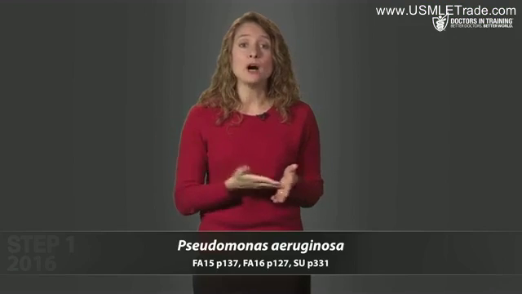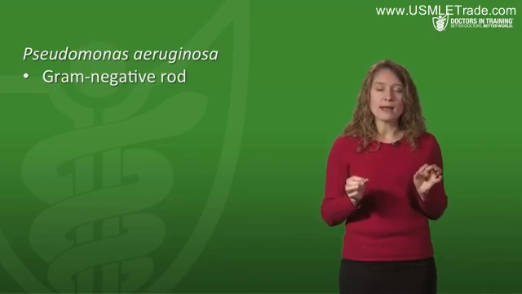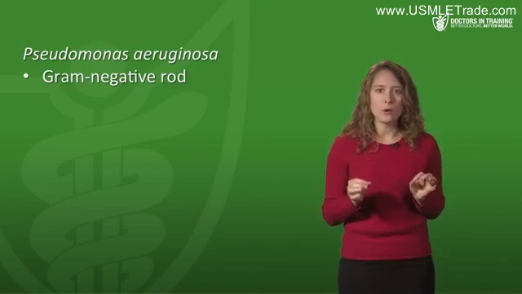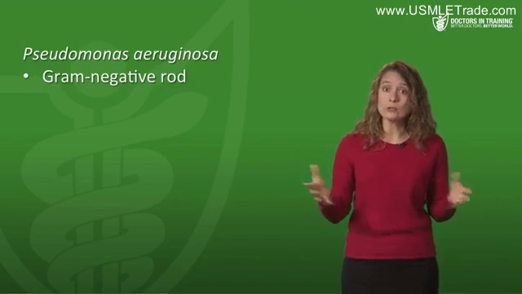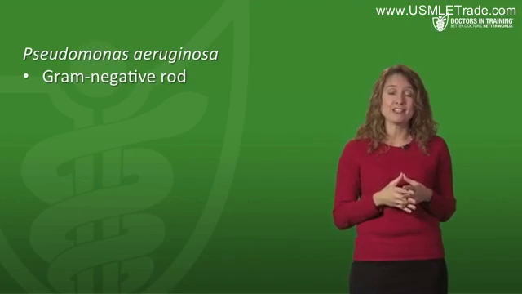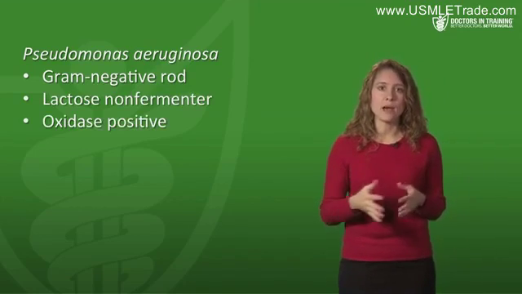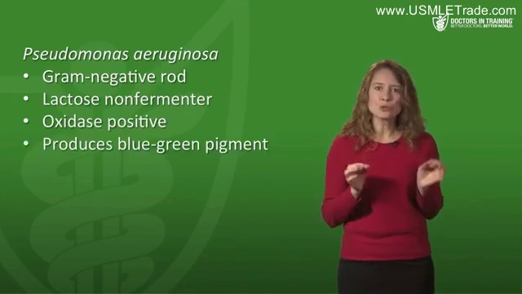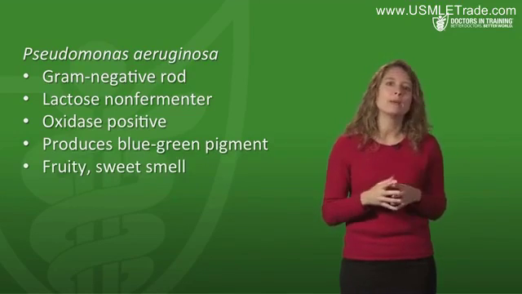All right, next we're going to move on to Pseudomonas aeruginosa. This is yet another gram-negative rod, and this is an important one to know. There are a few hints that will be given to you in test questions and in real life to alert you to a Pseudomonas infection. Pseudomonas is a lactose non-fermenter that is oxidase positive. It produces an unusual blue-green pigment, and it has a fruity, sweet smell to it.